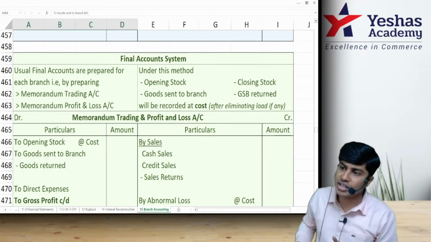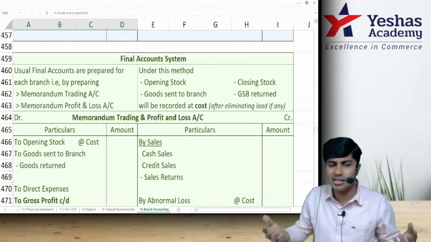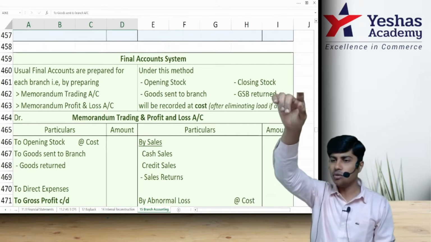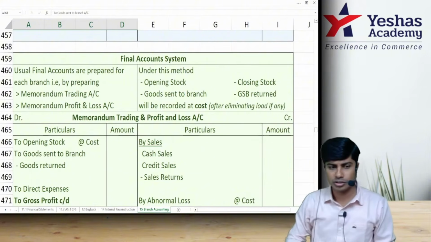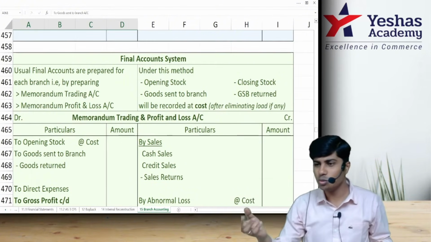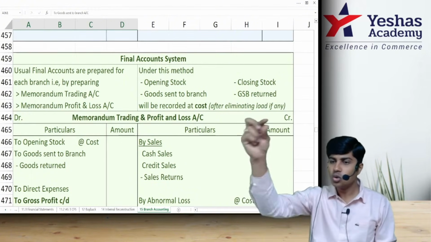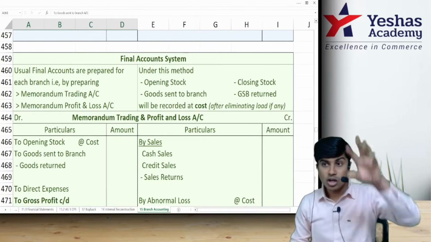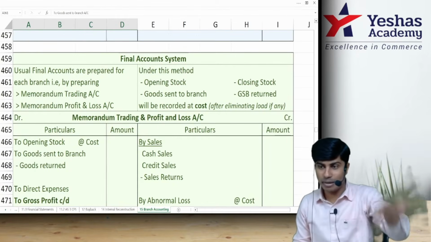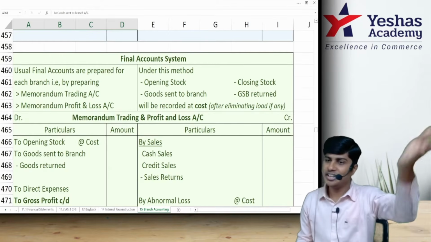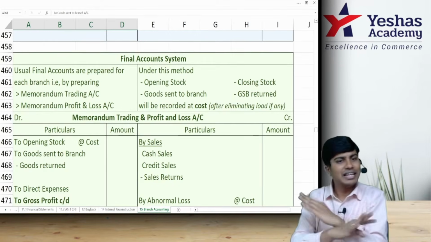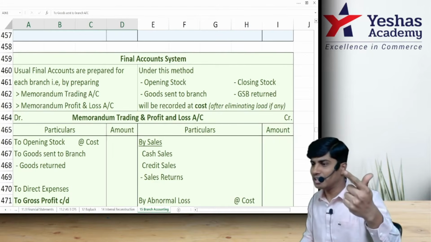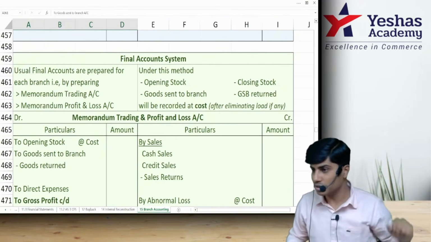Sir, what if we've sent the goods at invoice price? Something very simple. Remove load. Right? Opening stock, inner column invoice price, minus load, outer column cost. Purchases won't be there. Goods sent to branch will be there. Goods sent to branch at invoice price, less load, outer column cost price. Closing stock at invoice price, inner column, minus load, outer column cost. Find GP, bring it to P&L. That's it. That's how you do problems under stock debtor system as well as final account.